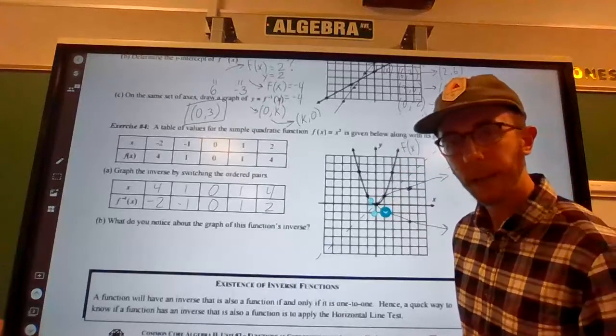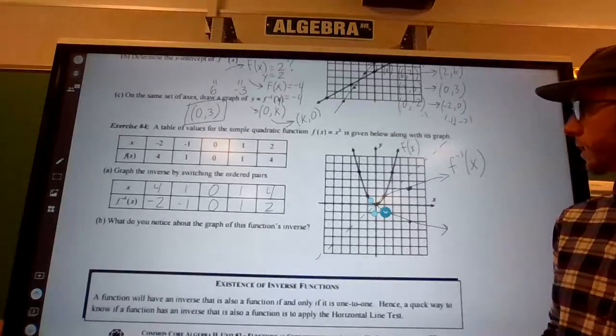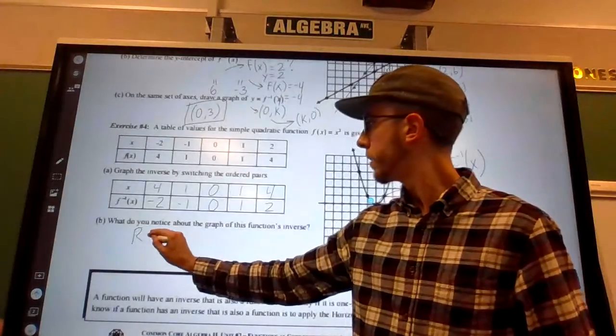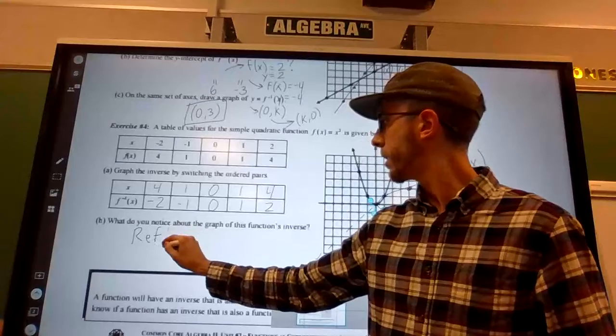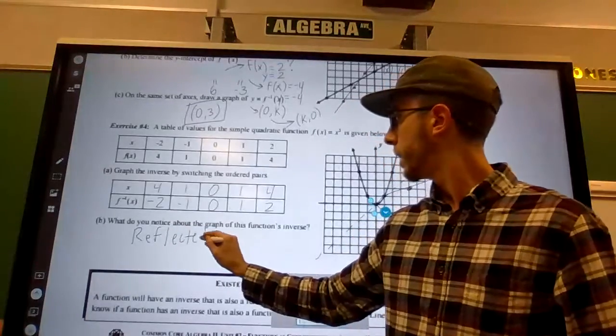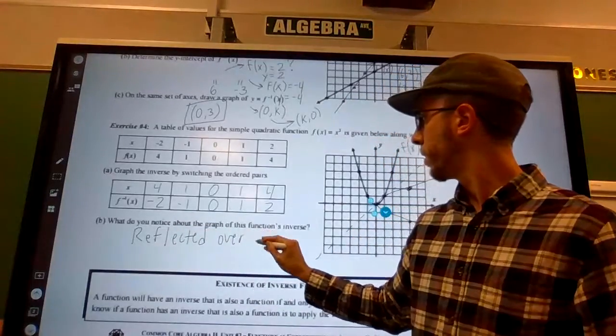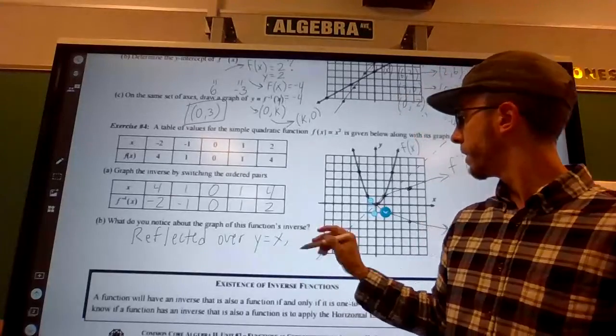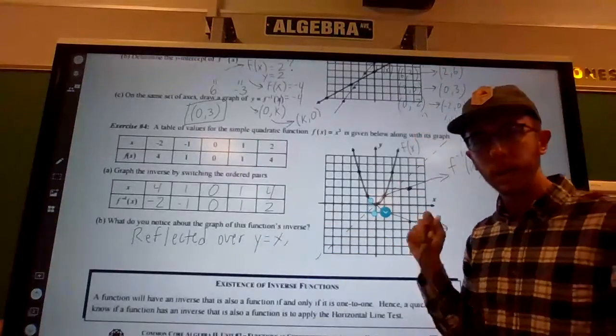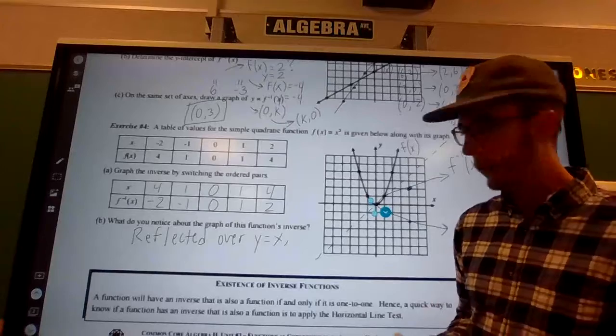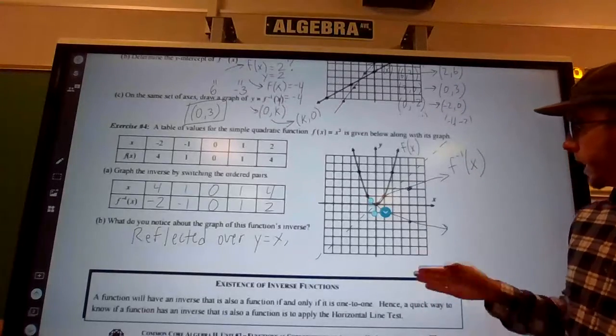Is there anything else you notice? I'm going to write in there, reflected over y equals x. Again, that's that diagonal line through there. Anything else we notice? Well, let's see.